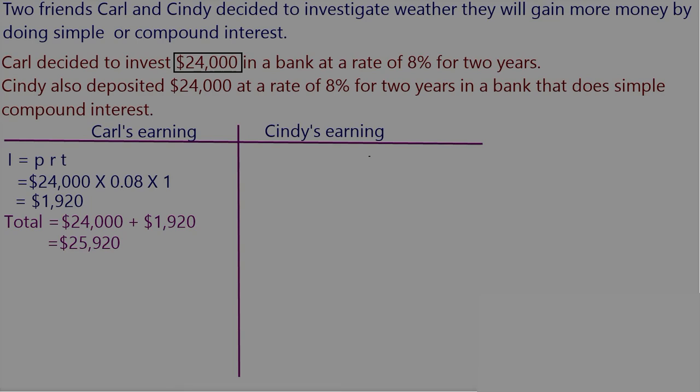We also need to multiply the principal, which is the amount invested, by the rate, and then by the time. The number of years is 2, but we use 1 because we are only focusing on finding the interest year by year. That's 24,000 times 0.08 times 1, which gives the same interest as Carl's in the first year. Adding the principal of 24,000 and the interest together, Cindy's total amount of money in her bank account for the first year is equal to that of Carl's.